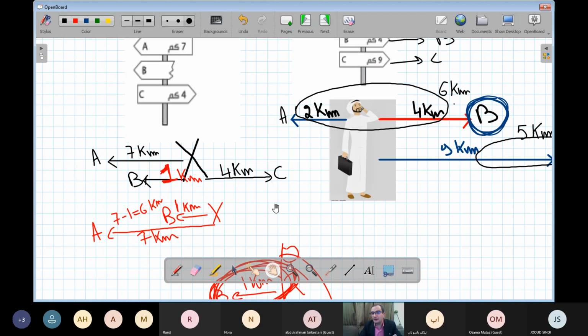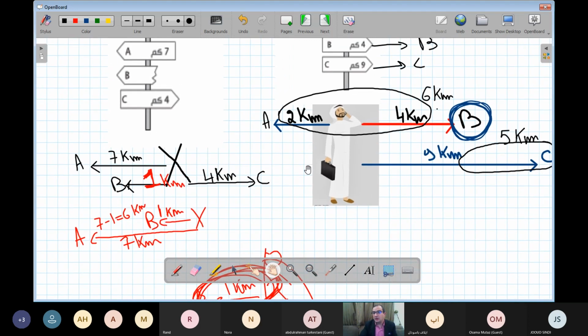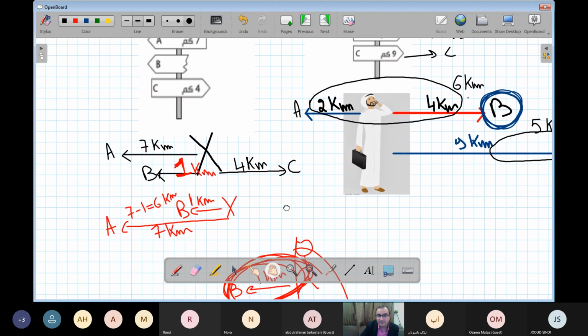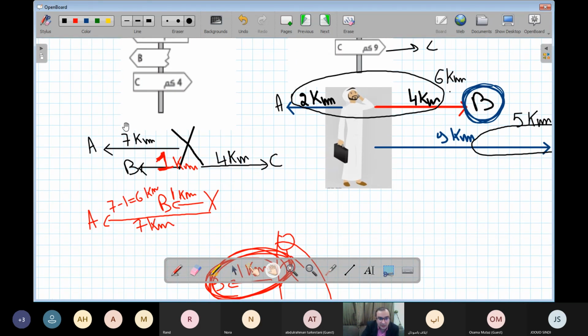For more verification, I calculate the distance between A and B. Here you go to the right 4 kilometers and to the left 2 kilometers. So the distance between A and B must be 4 plus 2, so it's going to be 6 kilometers. If we move to the second spot, here we have 7 kilometers. Here we have 1 kilometer. So it's going to be 7 minus 1. It's going to be 6.